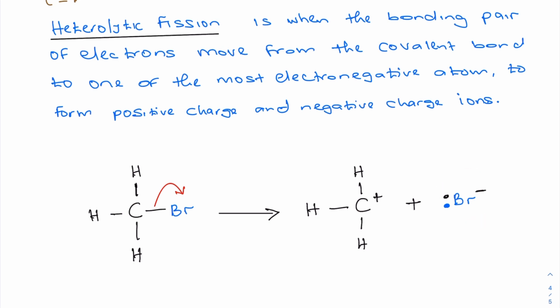And here these 2 electrons are those 2 electrons here, and the minus indicating that bromine has gained carbon's electron, 1 carbon electron. This is -1. So that is the definition of heterolytic fission.